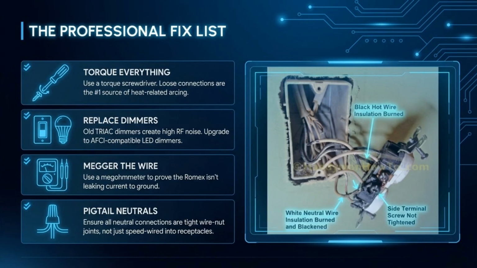The professional fix list includes torquing everything to spec, replacing old triac dimmers with AFCI-compatible LED dimmers, megging the wire to check insulation integrity, and ensuring neutral connections are tight wire nut joints, not speed-wired.